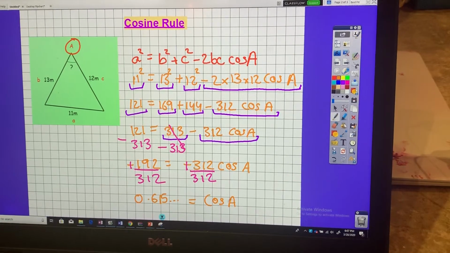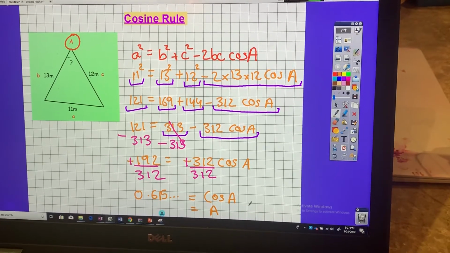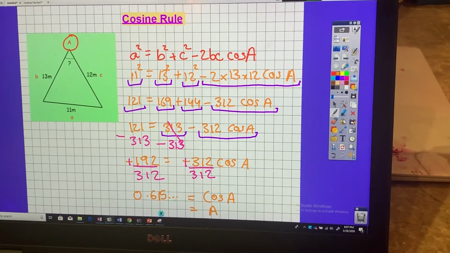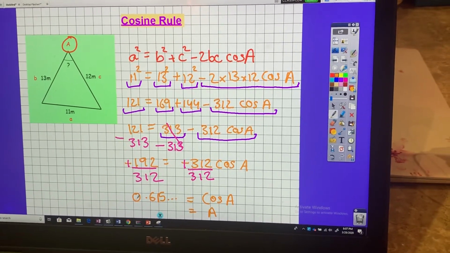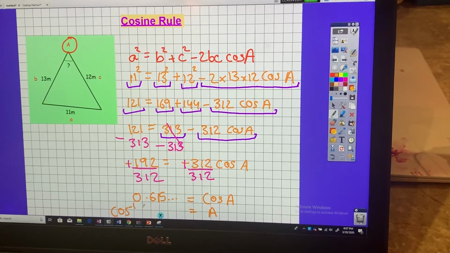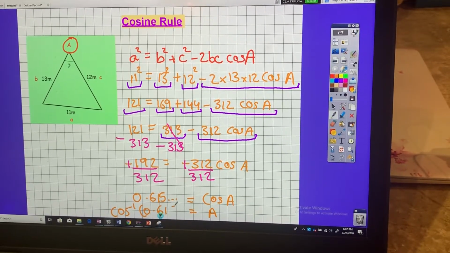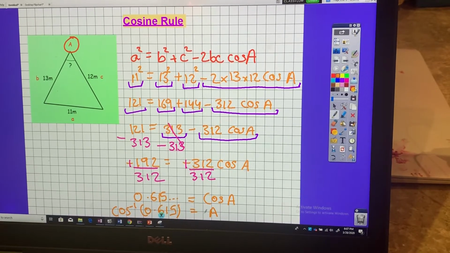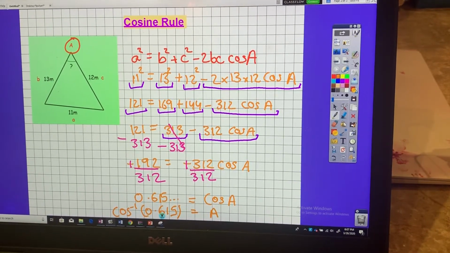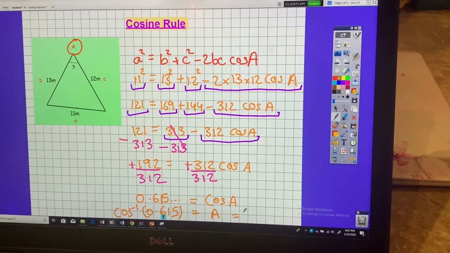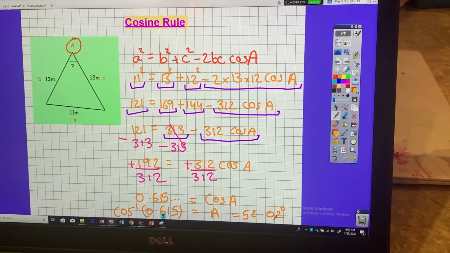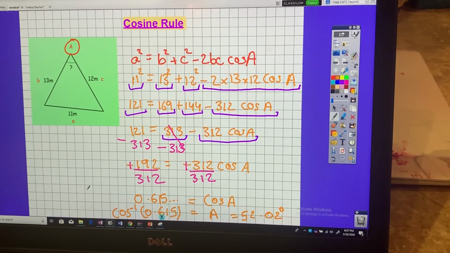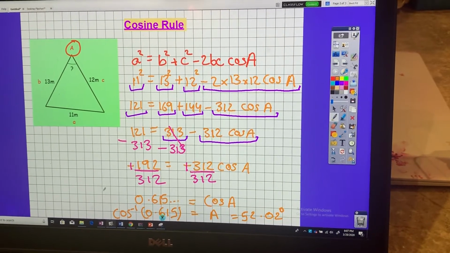Now I want A. How do I get rid of the cos? A lot of you are probably thinking you divide by cos. Kind of, yes. But when I divide by cos on both sides, what am I really doing? So I'm doing cos inverse of the number in your calculator. You can do cos inverse by doing shift cos on your calculator. And when you do that, A equals 52.02 degrees.